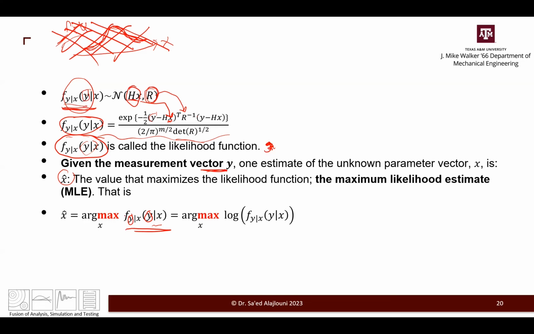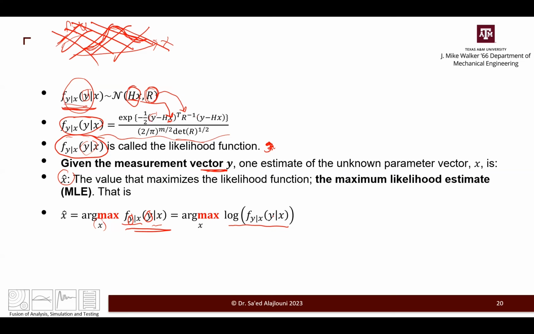So the parameter that maximizes the likelihood function is equivalent to maximizing the log likelihood. Maximizing f of y given x is equivalent to maximizing the log likelihood. And this comes from optimization theory. Taking the log of a positive function, the log is a monotonically increasing function. So it doesn't go up and down, it keeps going up. So you can do that.